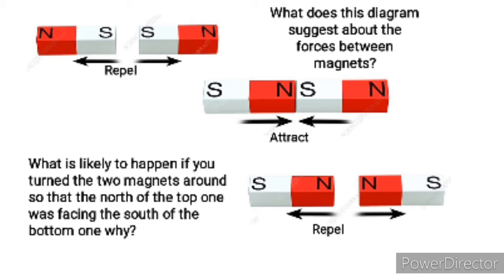You can see that was what Mr. A was doing. The first diagram here is what Mr. A was doing. You can see the south pole facing each other. And the third diagram is also showing what Mr. A was doing, the north pole facing each other. What will happen? They will separate apart.